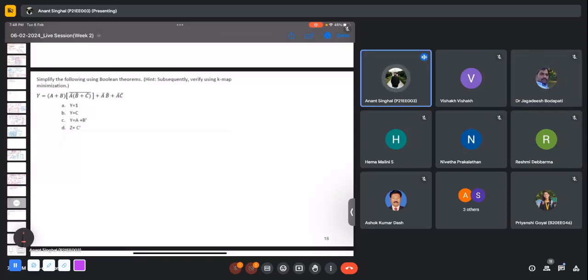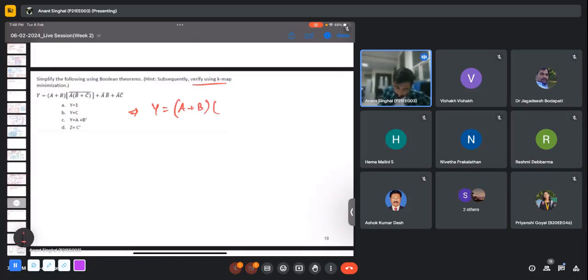Okay, so let's check it out. The hint is given that you can verify using K-map minimization, so I'll try to simplify it. Y is a plus b times some expression which I am replacing by x for now. Then there is a complement b complement, and for that expression it is a complement b complement plus c complement, then whole complement. So I can write this as a plus b c.